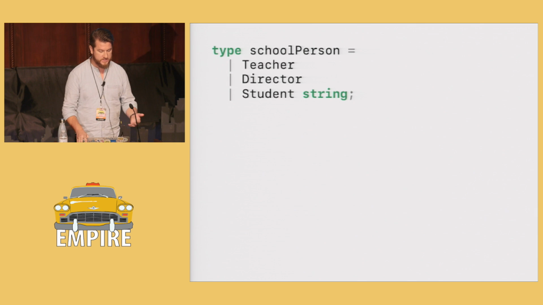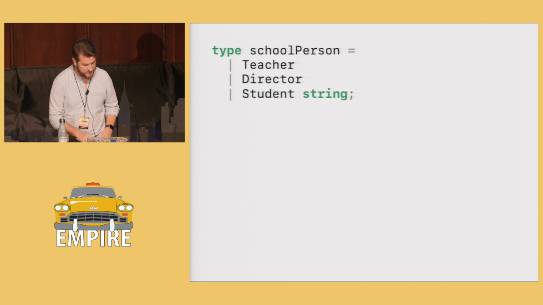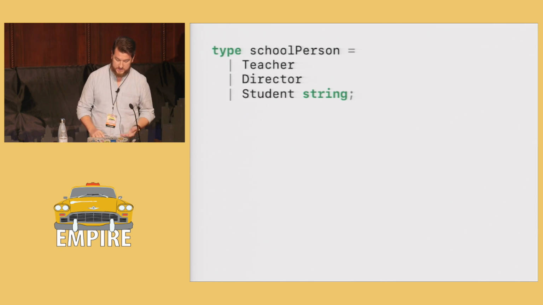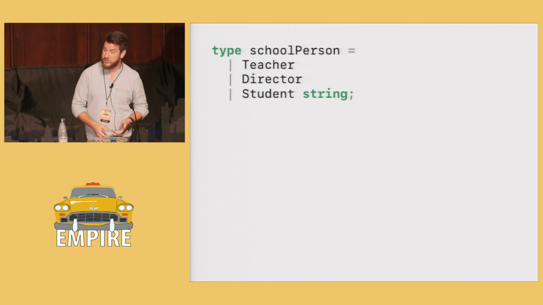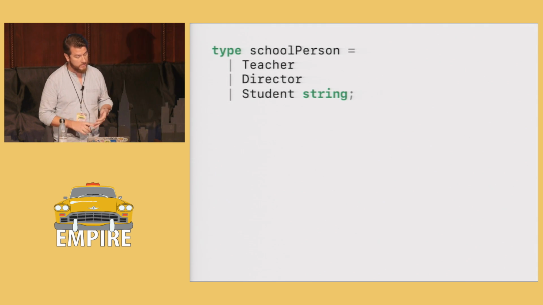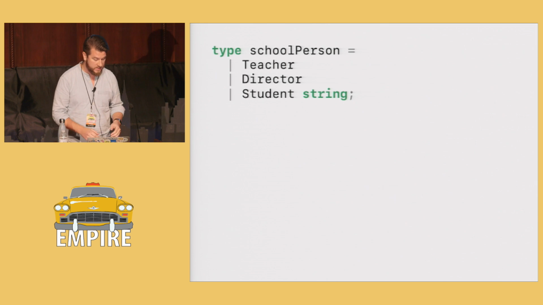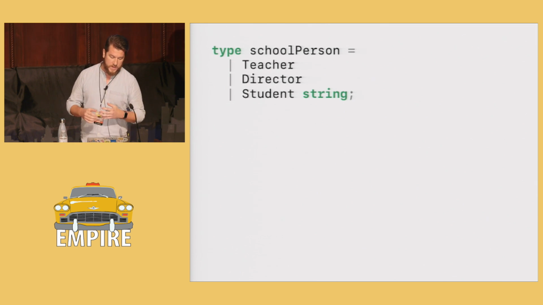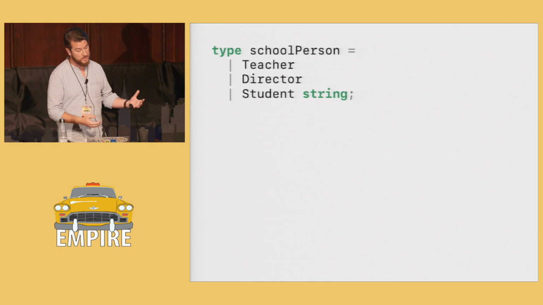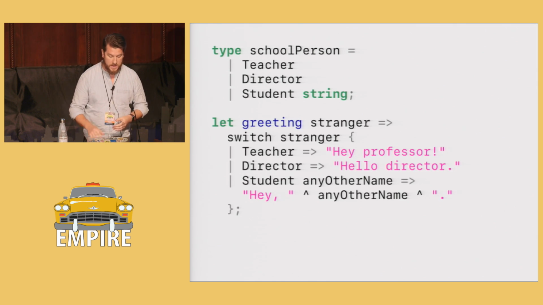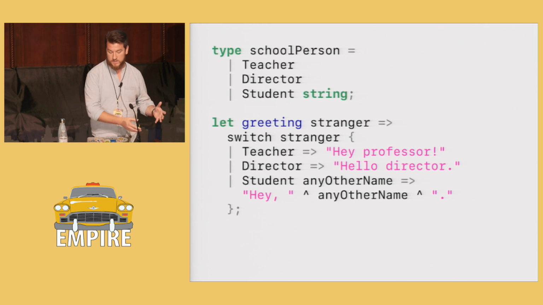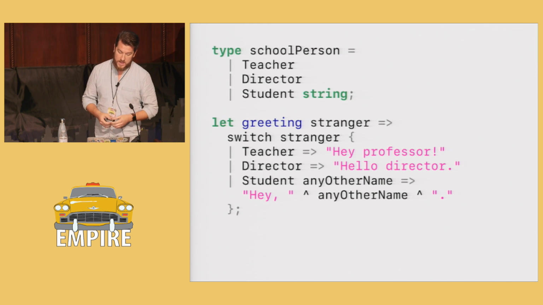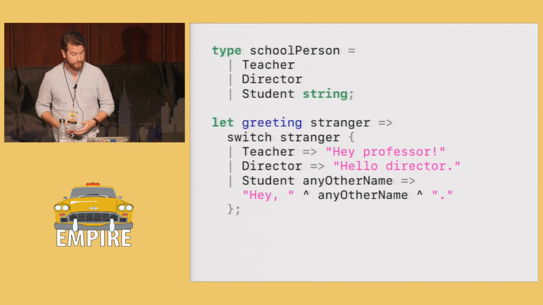So here's an example of Reason's union type, not too dissimilar from what we saw in the Elm union example. In this case, we have a variant, school person. It can have the values of either teacher, director, or student with a name annotated with a string. So notice how we now have this student that can bring a string along with it. We can write a switch over this type. And in this function, we take in some stranger and return a greeting as a string.